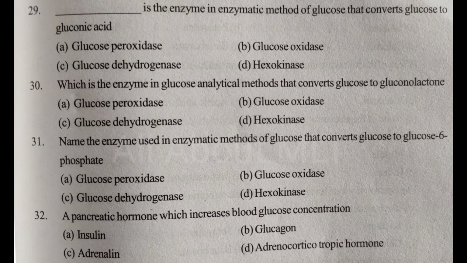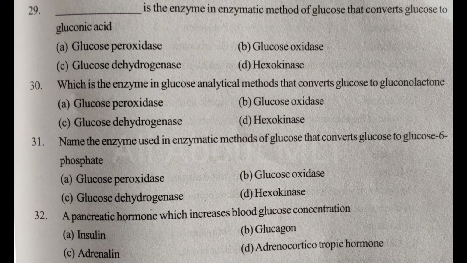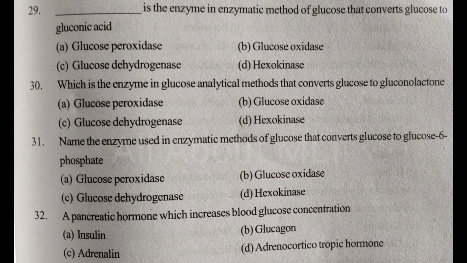Name the enzyme used in enzymatic methods of glucose that converts glucose to glucose 6-phosphate. Option A, glucose peroxidase. Option B, glucose oxidase. Option C, glucose dehydrogenase. Option D, hexokinase. Answer is option D, hexokinase.